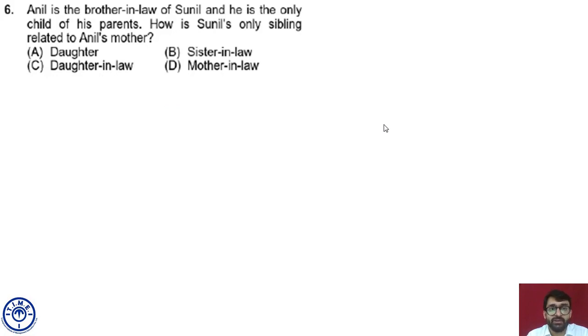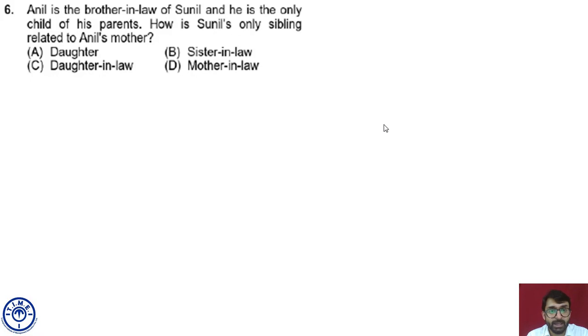Anil is the brother-in-law of Sunil. Now there can be multiple types of brother-in-law, but as the name suggests, they are masculine names. So Anil and Sunil both are males. That means either Anil's sister is the wife of Sunil, or Sunil's sister is the wife of Anil.